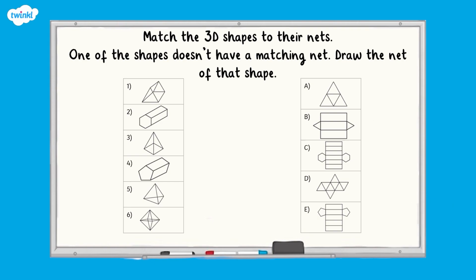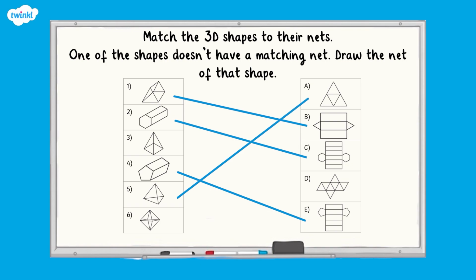Shape 1 is a triangular prism and matches with net B. Shape 2 is a hexagonal prism and matches with net C. Shape 3 is a square-based pyramid and doesn't match with any of the nets. Shape 4 is a pentagonal prism and matches with net E. Shape 5 is a tetrahedron or a triangular-based pyramid and matches with net A. And shape 6 is an octahedron and matches with net D.